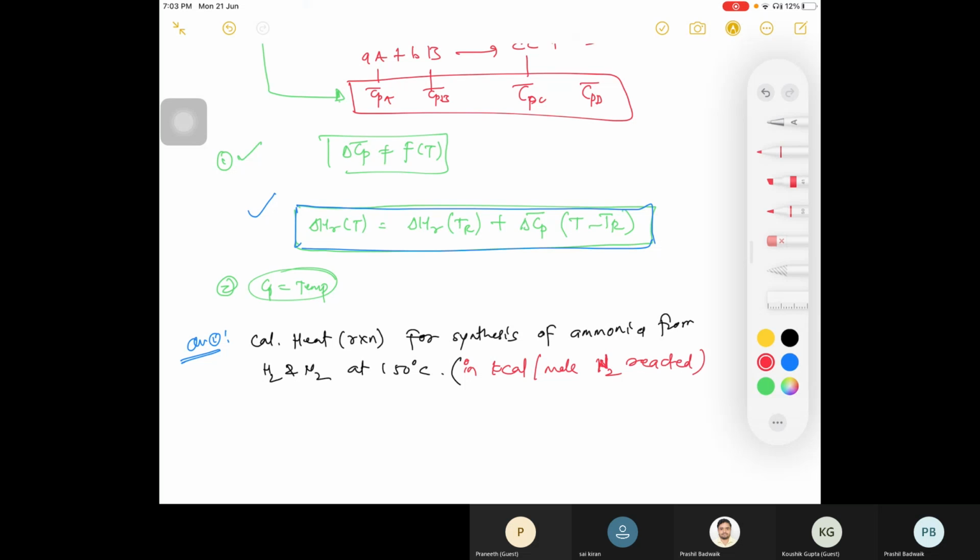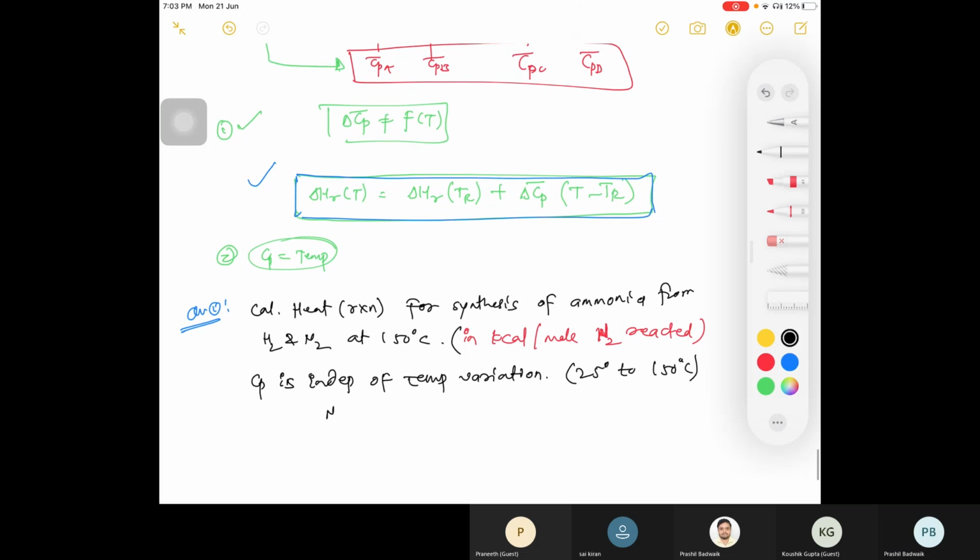This is nitrogen, and it is also written that Cp is independent of your temperature variation, right? Over this temperature range, 25 degrees Celsius to 150 degrees Celsius, it is not varying. Your reaction is N2 plus 3 H2 gives you 2 NH3.